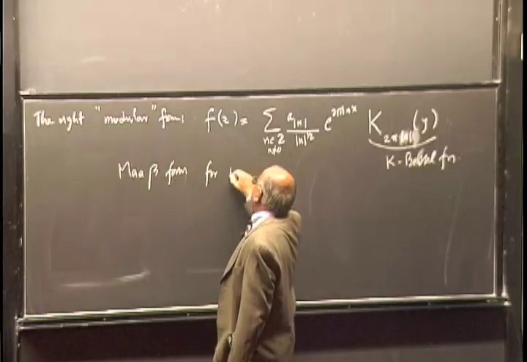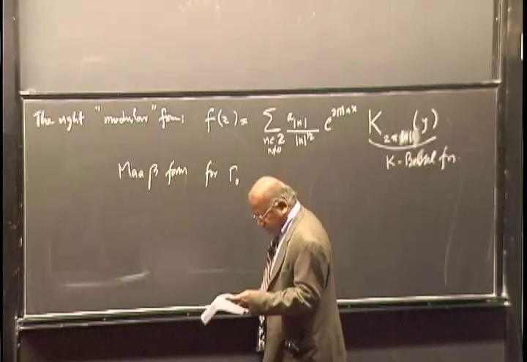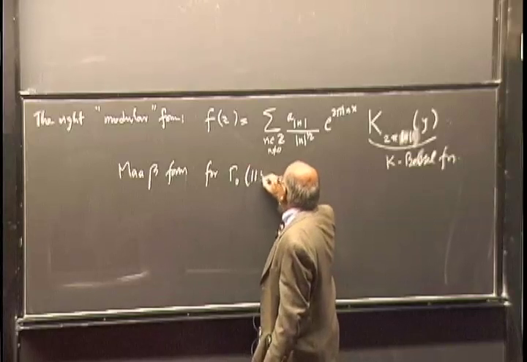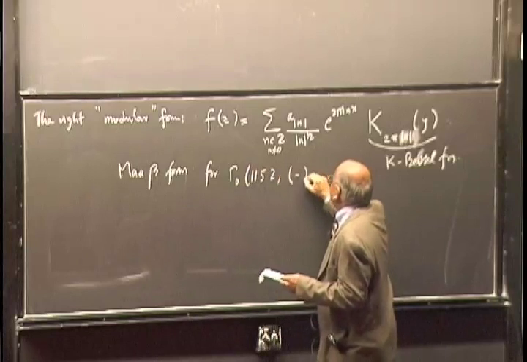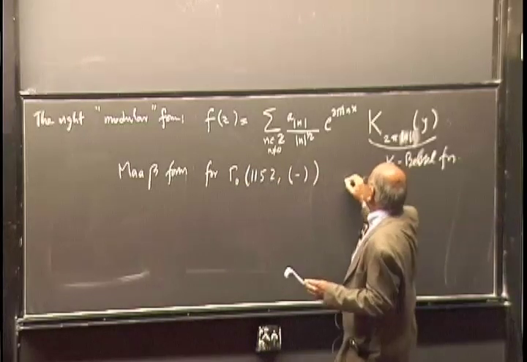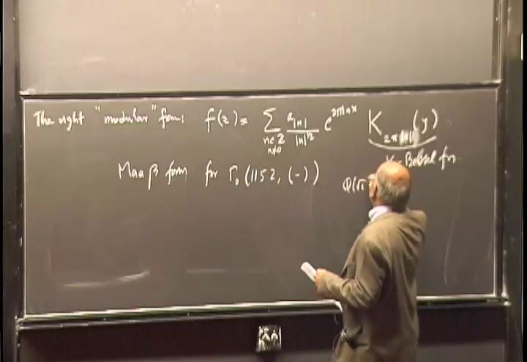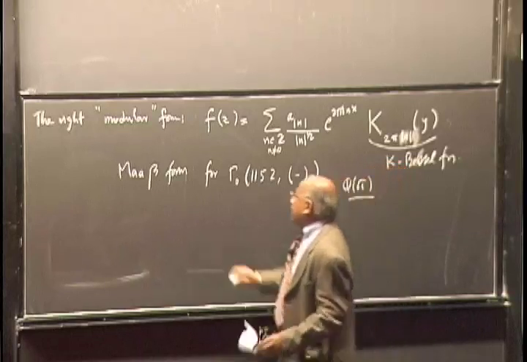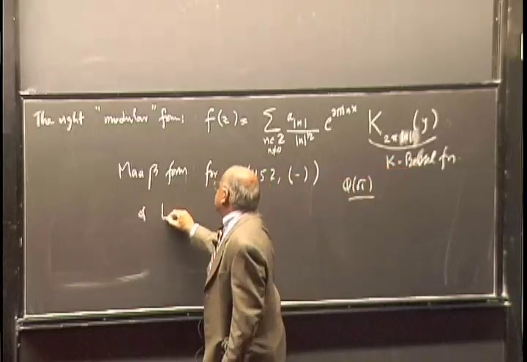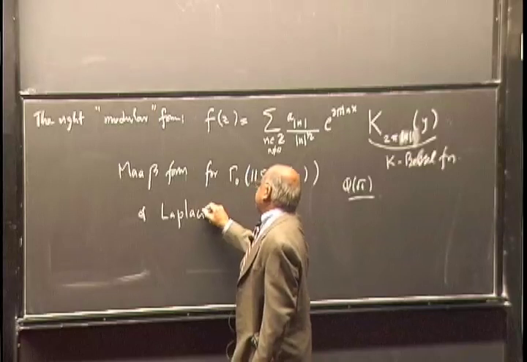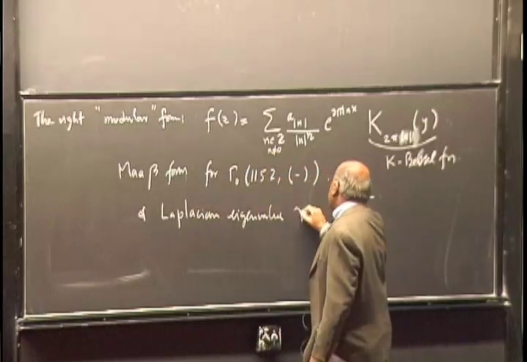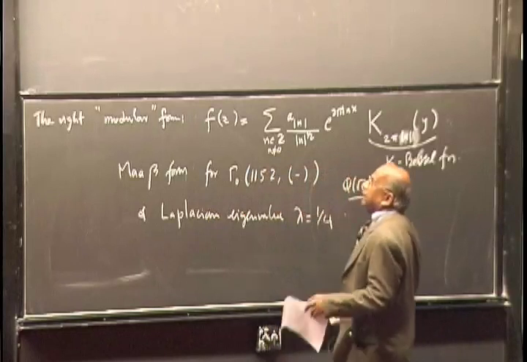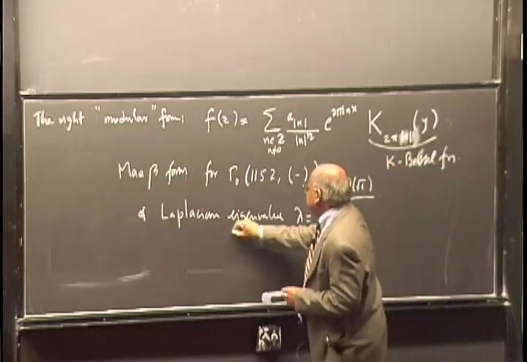for gamma 0, I think it's 1152. It's referred to a character associated to Q(square root of 6), and Laplacian eigenvalue lambda equals 1/4. Okay.